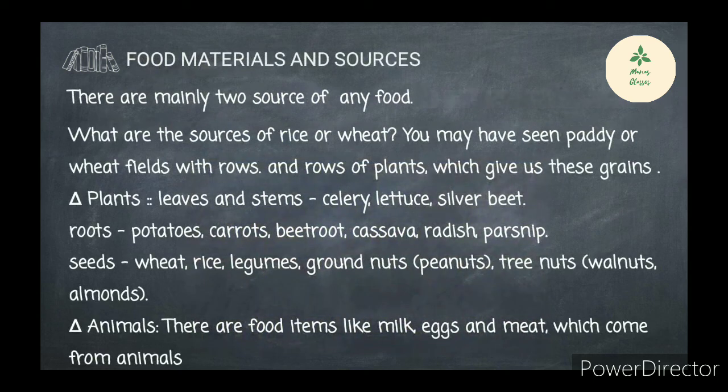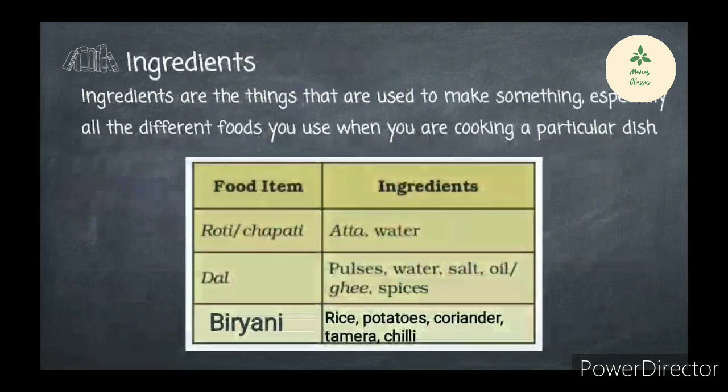There are mainly two sources of any food. We already discussed this. First is plant, second is animal. Look at this point, plant. We will go through this one.